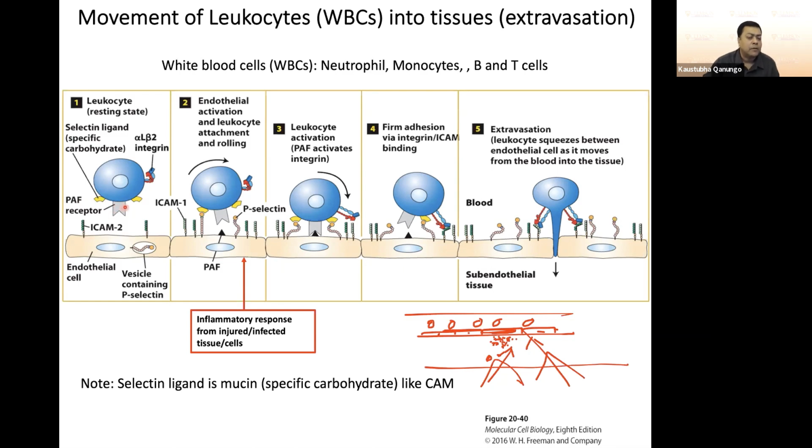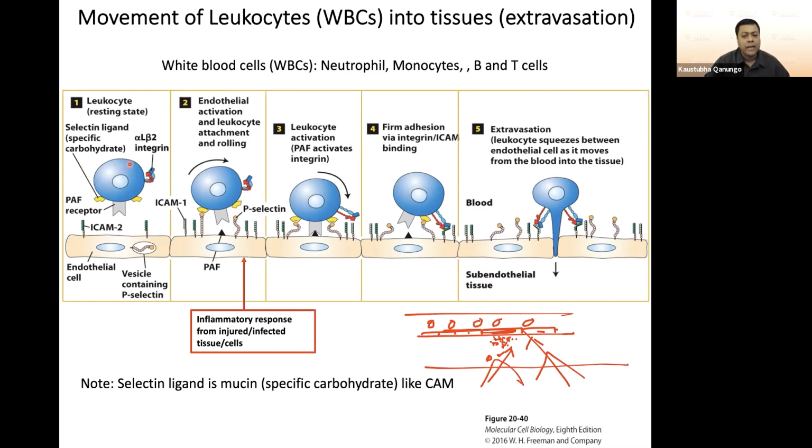platelet activating factor receptor. Then the yellow one is a selectin ligand, a specific carbohydrate, and this is a mucin-like CAM. Mucin is a glycoprotein, which is not written here, but that will bind to the selectin, and we're going to see that. So this is a selectin ligand. And also they have this alpha L beta 2 integrin, and you can see that this is the bent form that we talked about. So this integrin is in inactive form on this leukocyte.